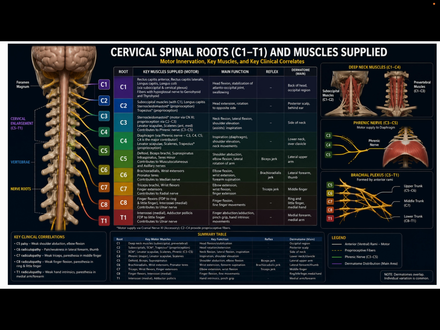First is the C1 nerve root. The C1 nerve root supplies the rectus capitis anterior, rectus capitis lateralis, longus capitis and longus colli muscles through the suboccipital and cervical plexus. So what does the C1 nerve root supply? Rectus capitis anterior, rectus capitis lateralis, longus capitis and longus colli muscles through the suboccipital and cervical plexus.